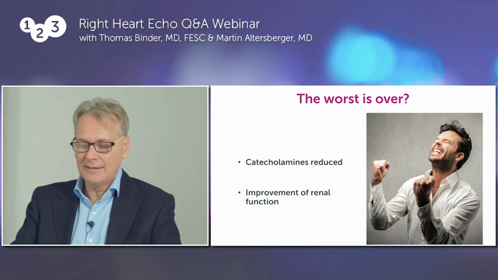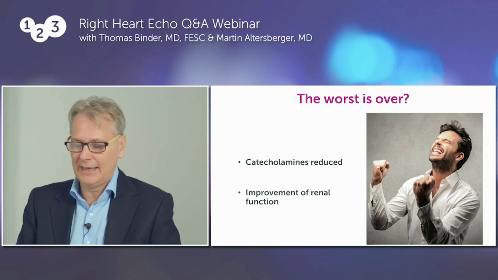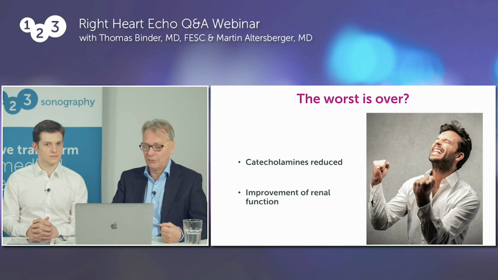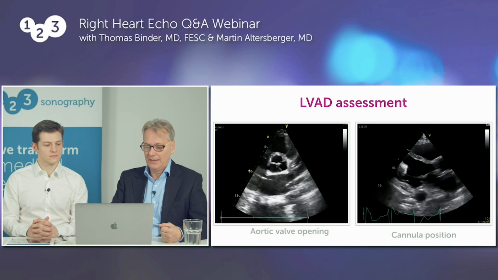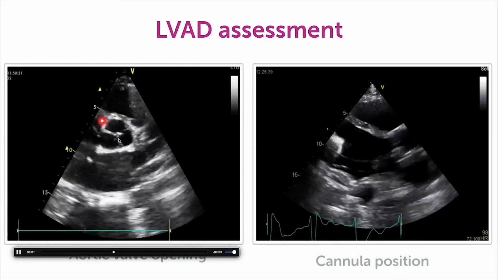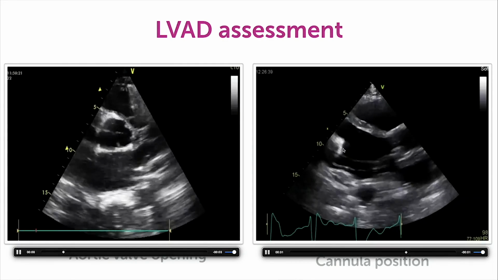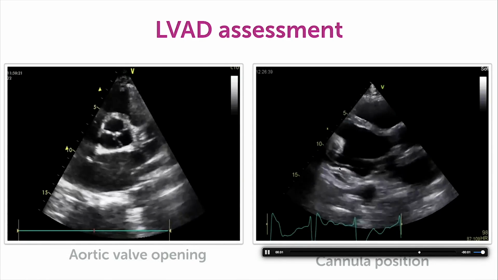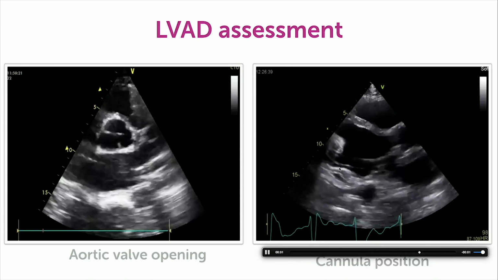So coming back to the case, yes, everything was over. We thought catecholamines are reduced, improvement of renal function, and these LVADs can really help the function of the body if you have low cardiac output. And then we looked at, of course, the function of the LVAD. In this case, we had no opening of the aortic valve. Here we see again the cannula very nicely. Function is still poor, but the patient is stabilizing. We'd probably give him some time to see if we can recover.